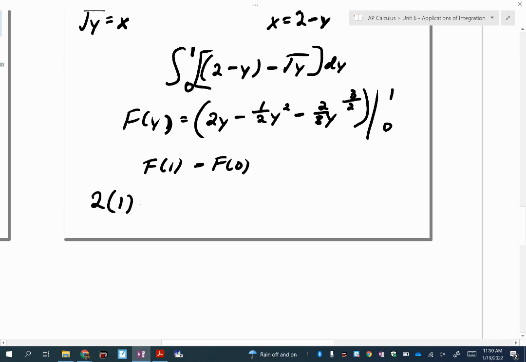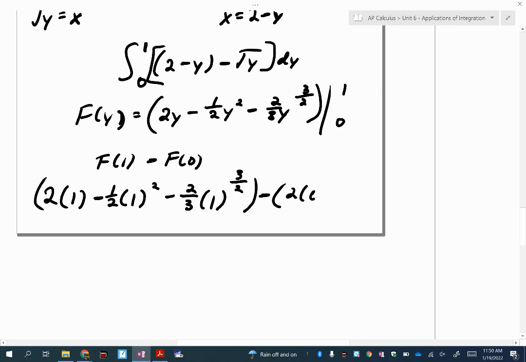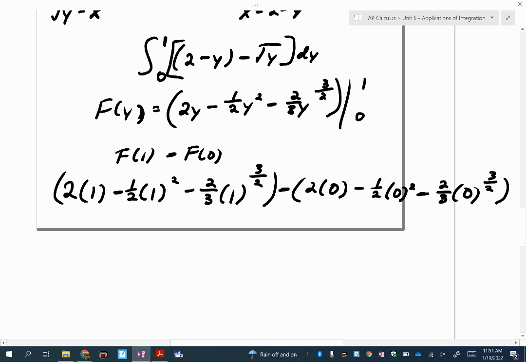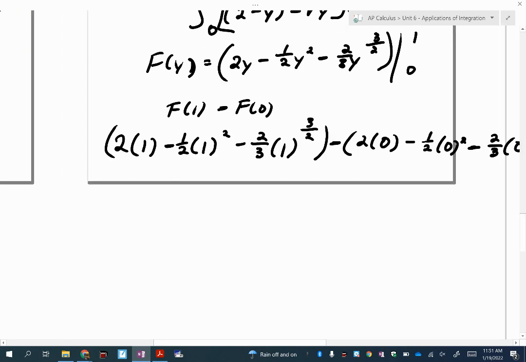So 2 times 1 minus 1/2 times 1 squared minus 2/3 times 1 to the 3/2 power. So all of that minus 2 times 0 minus 1/2 times 0 squared minus 2/3 times 0 to the 3/2 power. Again, you'll probably notice that all of that's going to become 0. So just focusing on essentially f of 1, that's 2 minus 1/2, and then that's going to be minus 2/3.